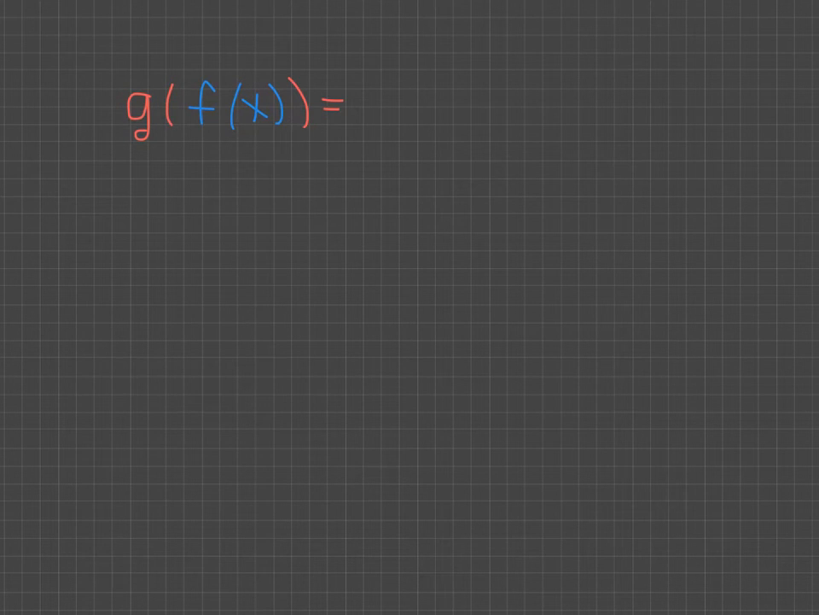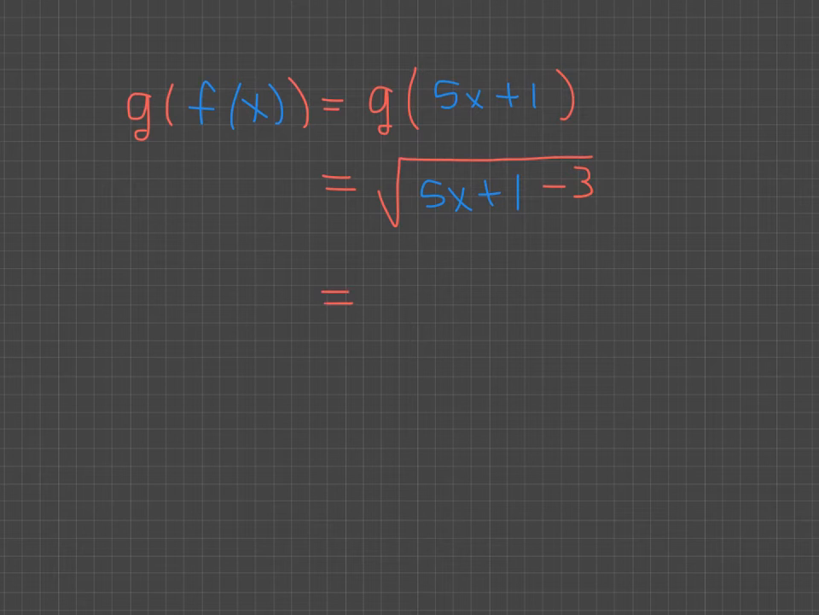All right, now we're going to have g composed with f of x. So g is the outside function, so we're going to plug f into the function g. So we're going to plug in 5x plus 1 for x in g. So we're going to have the square root of, for x we plug in 5x plus 1, and then from the function g, we have a minus 3. So we want to combine that so we have just one constant term, so 1 minus 3 gives us minus 2. Now we want to look at the domain.